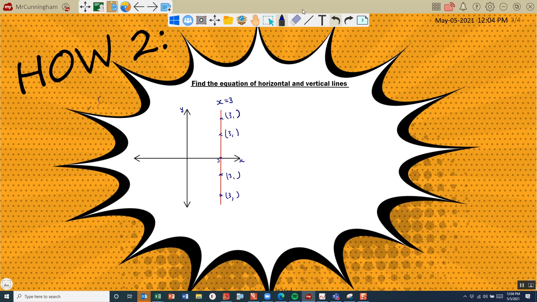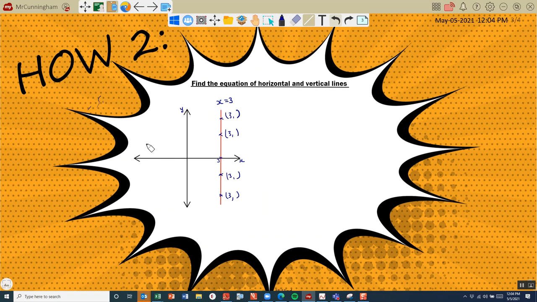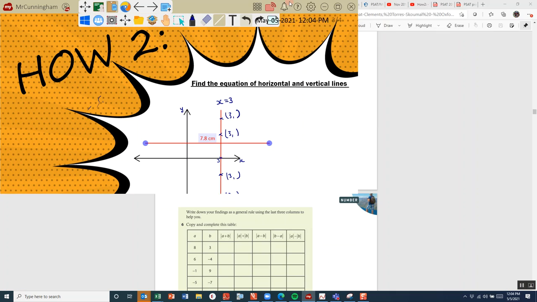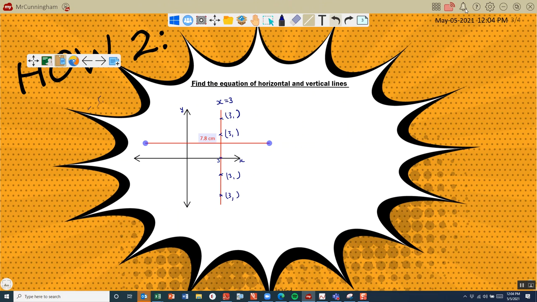Similarly, if I have a horizontal line, let's say there we go, there's a horizontal line, and let's imagine that it is going through the point 2 on the y-axis. Now every point on this line, I don't know what the x-coordinate is, but the y-coordinate is always going to be 2.